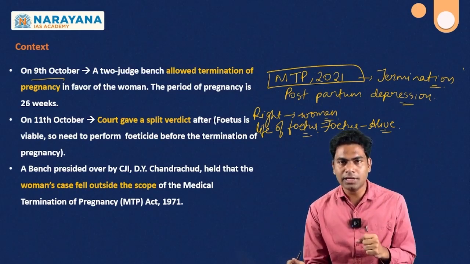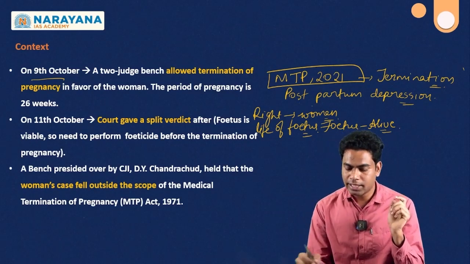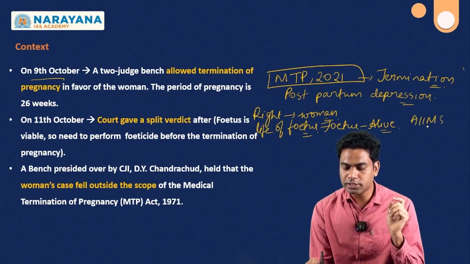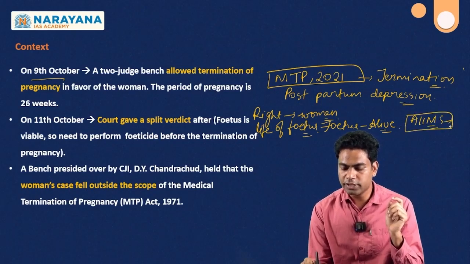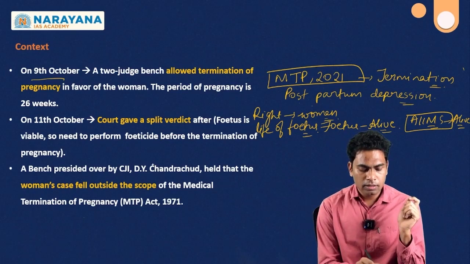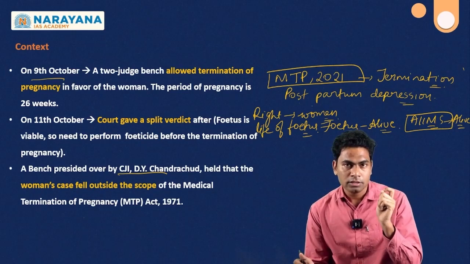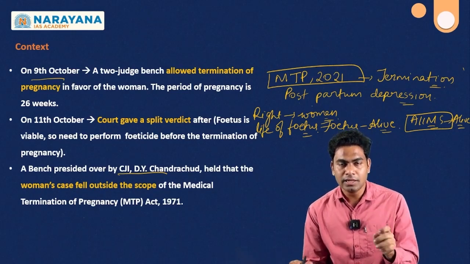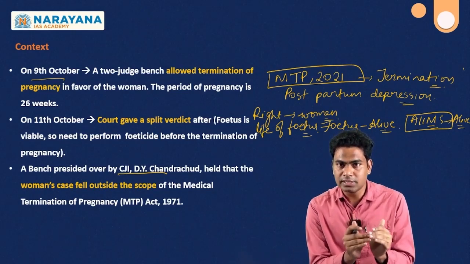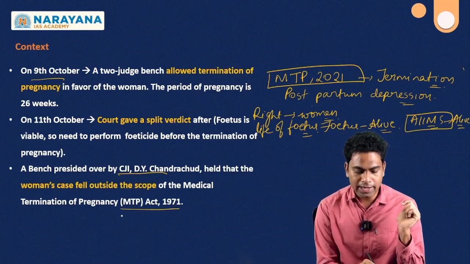This ultimately led to the split in the verdict, because an AIIMS doctor has given a report on the viability of the fetus. The AIIMS doctor has said that the fetus is alive and we need to conduct feticide. Then only could we terminate the pregnancy. Then a 3-judge bench, headed by Justice Chandrachud, took up the case, and said that the present case doesn't fall within the Medical Termination of Pregnancy Act 1971 and the amendment bill, which was again passed in the year 2021.